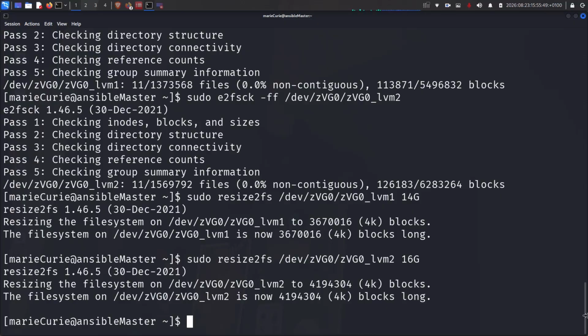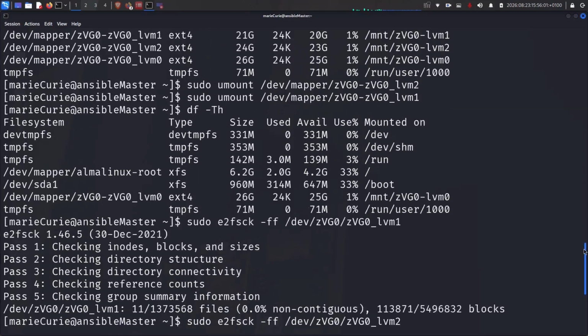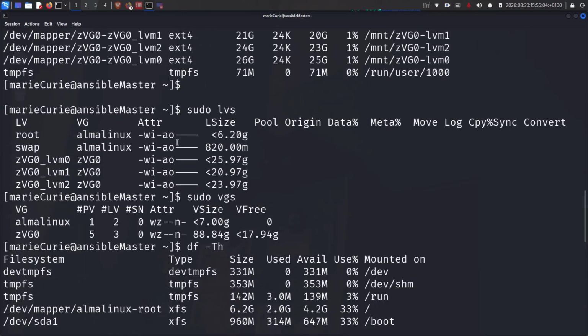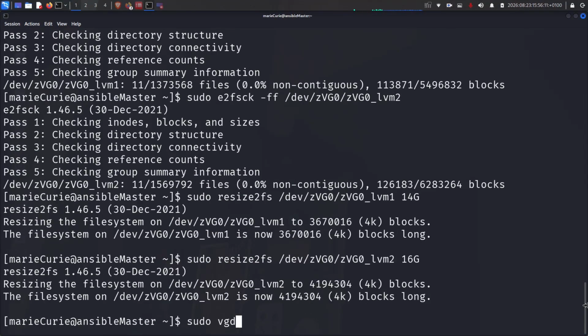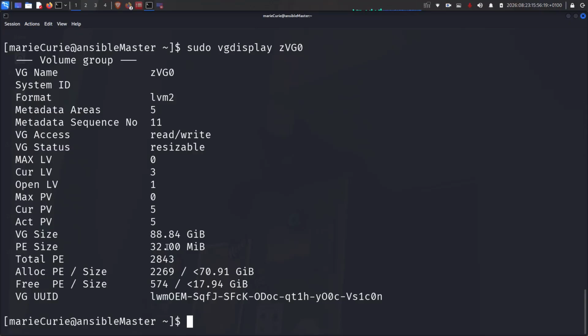Before that, we have to know the default PE size of the volume group. Sudo vgdisplay, because these two file systems belong to volume group vg0. So we have to know the default PE size for that volume group, vg0. Here you can see it is 32 MB. Okay, default PE size is 32 MB.